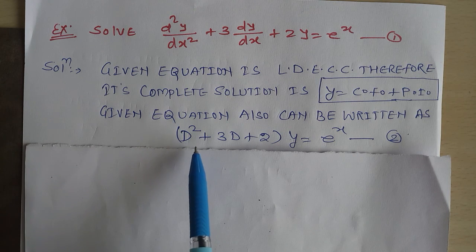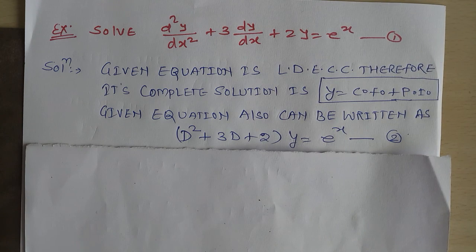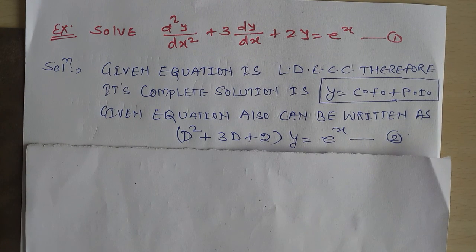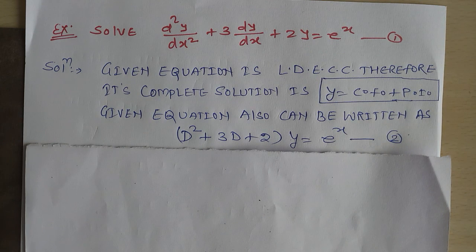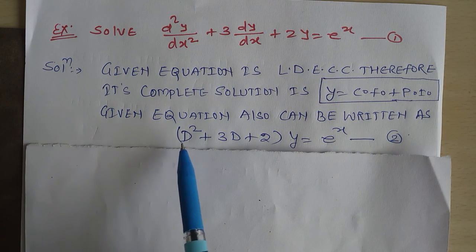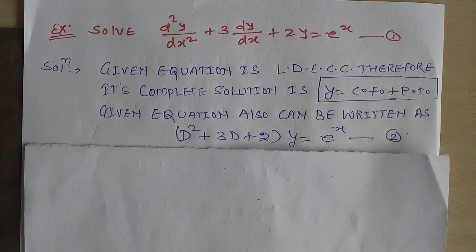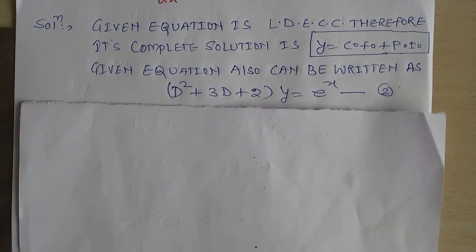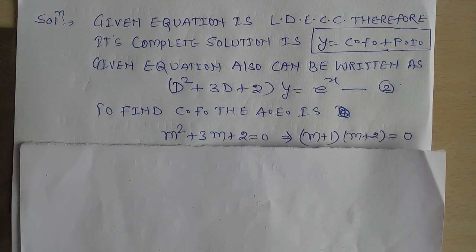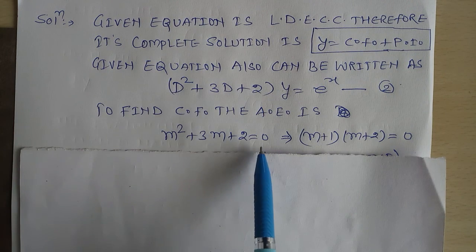So this is an equation of the type f(D)y equal to e raised to x. Now to find the complementary function, we first write the auxiliary equation. The auxiliary equation can be obtained by replacing D by m in this function of D expression and equating to 0. So here we put D equal to m and equate to 0. The auxiliary equation is given by m squared plus 3m plus 2 equal to 0.